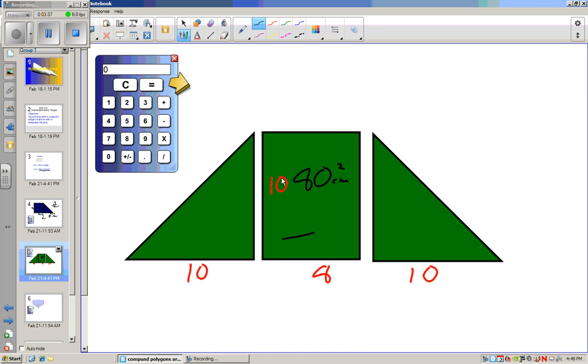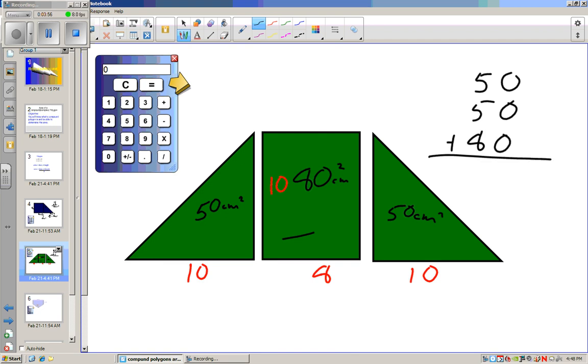How do we do the triangle? Well, it's base times height divided by 2. Well, 10 times 10 is 100. Divided by 2 would be 50. And then this one's going to be the same, 50, because it has the same measurement. Now if I added all three of these up, the total would end up being 180 centimeters squared. So now I've determined the area of this complex compound.